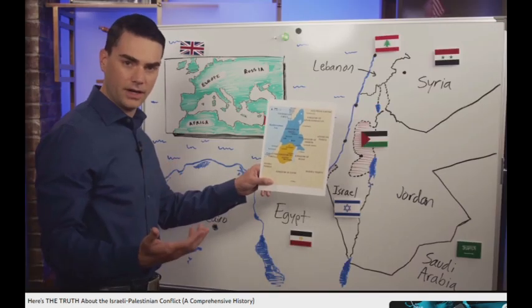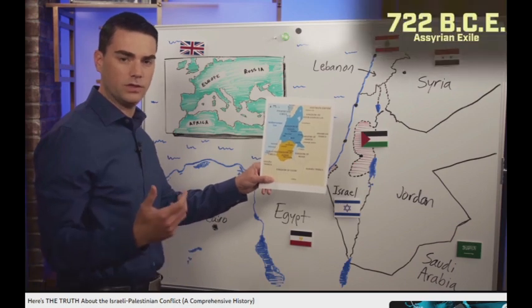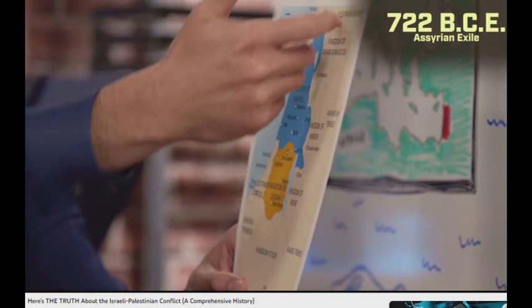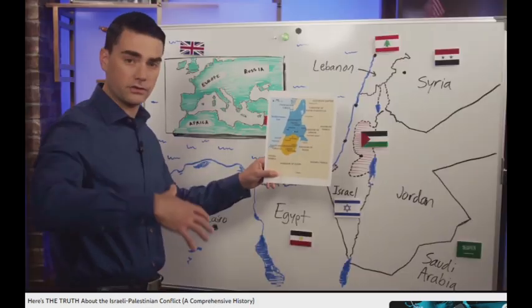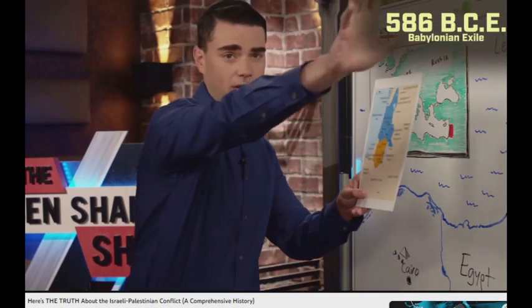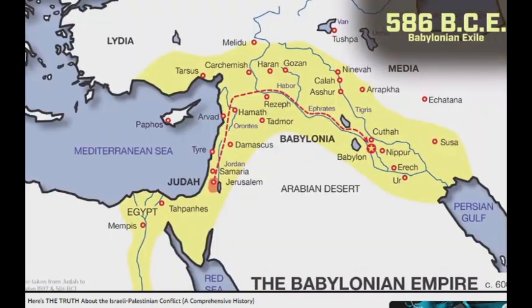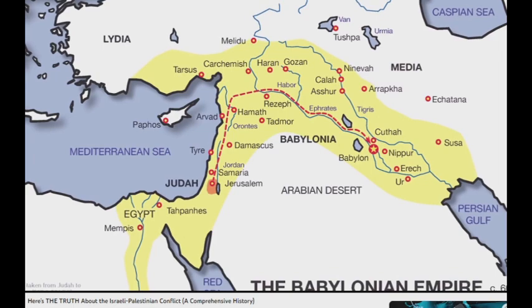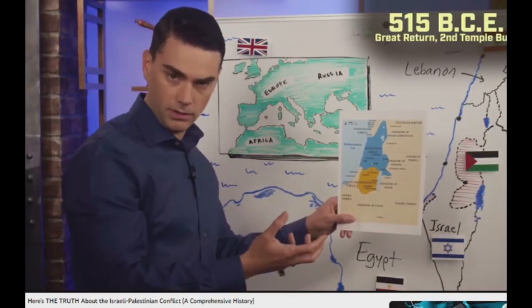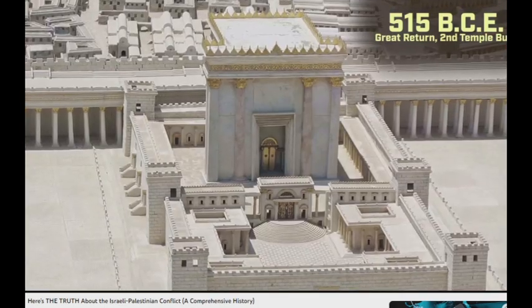The first exile that happens to the Jews happens in 722 BCE when the Assyrians rush in from the north. You can see the Assyrian Empire at the top of this map. Then there's another exile that takes place in 586 BCE. This is the Babylonian exile. From way out here on this map, the Babylonians come in, they conquer the land, and they destroy the first temple. In 515 BCE, there's this great return from Babylonia, and the second temple is built.